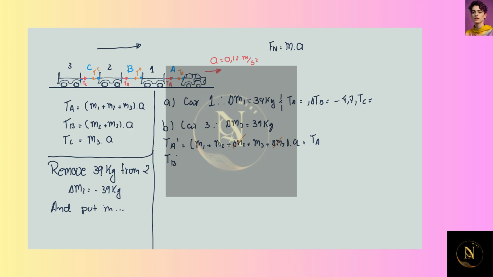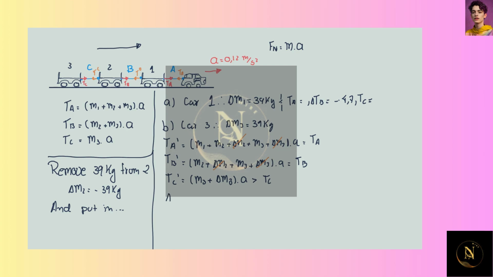The tension in cable B is given by M2 plus delta M2 plus M3 plus delta M3. Again, we have the cancellation between delta M2 and delta M3. So the tension is the same again as it was before. And finally, we have the tension C, which now is given by M3 plus delta M3 times A. You can see that this is bigger than the tension C before moving the luggage.